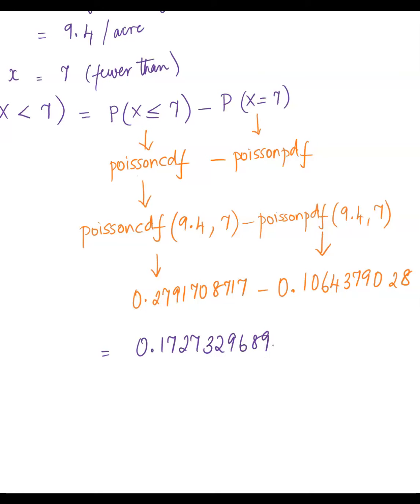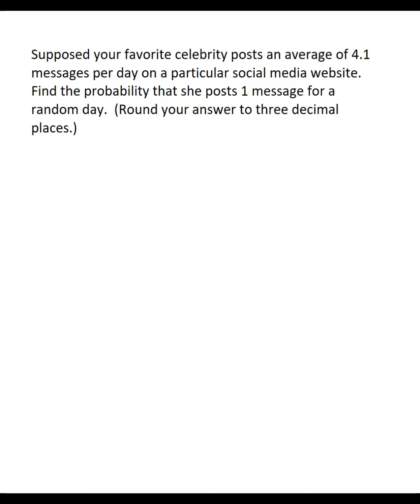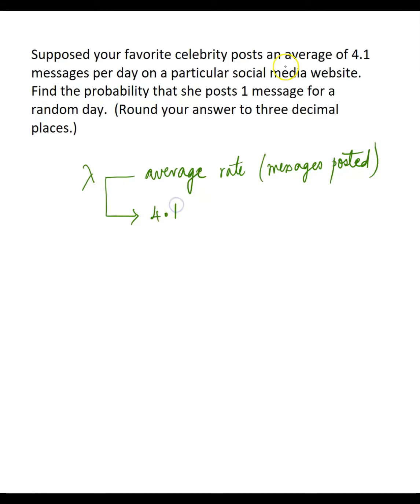Here comes our last problem. Suppose your favorite celebrity posts an average of 4.1 messages per day on a particular social media website. Find the probability that she posts one message for a random day, and round your answer to 3 decimal places. All right, let's check this out. So my lambda will be the average rate of success, in this case the number of messages posted, and that's given to be 4.1, average of 4.1 messages per day.